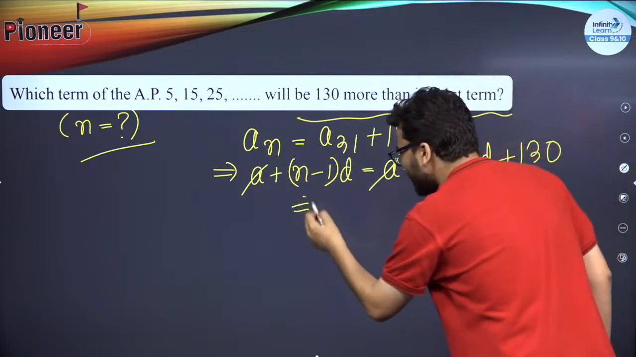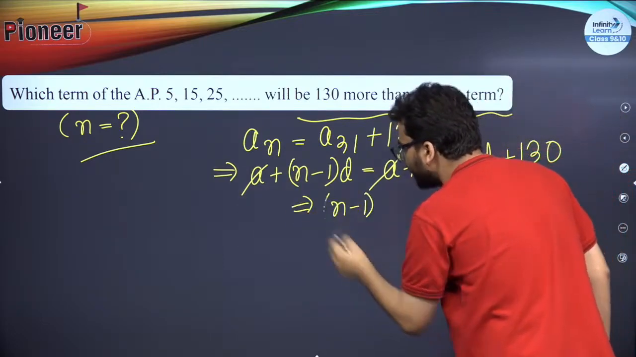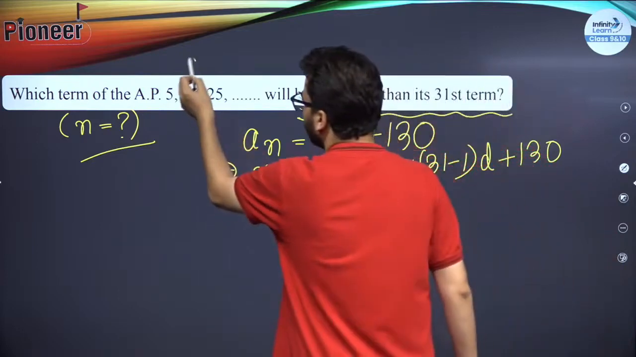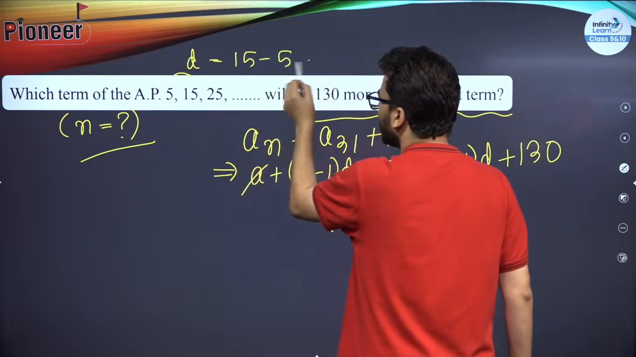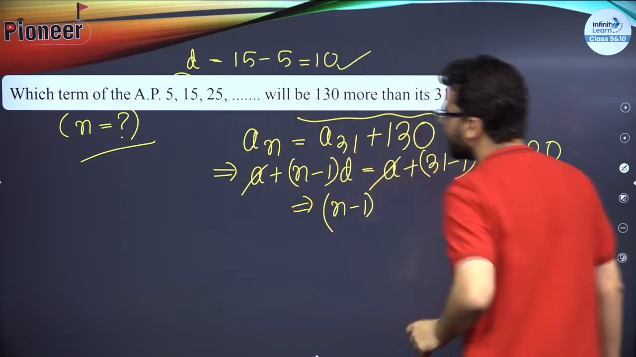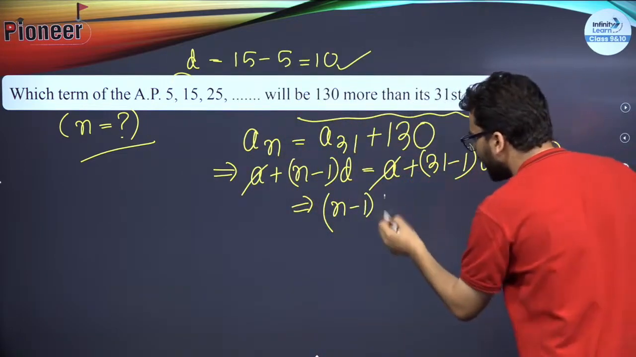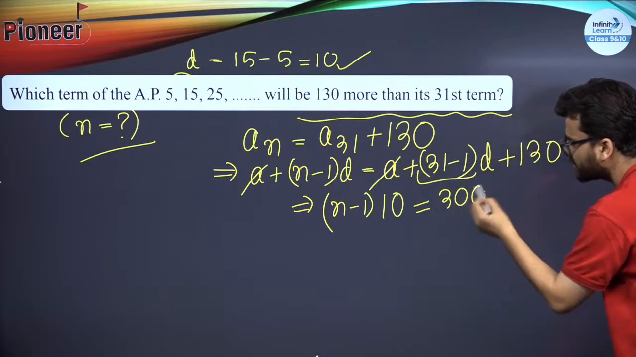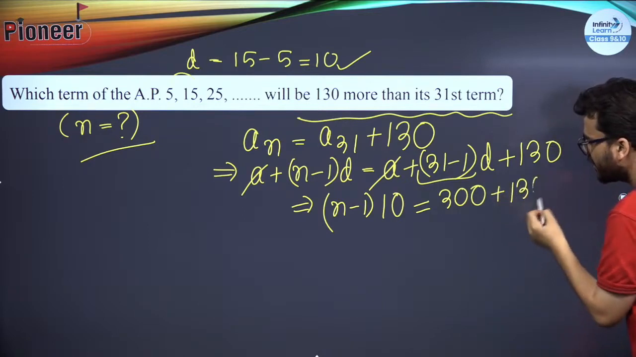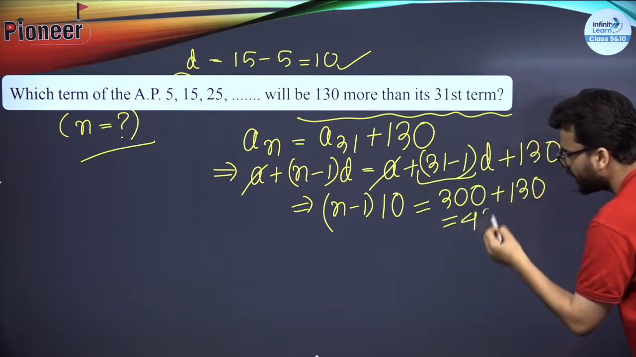So over here, what is d for this AP, guys? Common difference for this AP is what? D is nothing but 15 minus 5, right? So d over here is 10 only. D is 10. So I can put 10 over here and that is equal to, this is 30, guys, 30 into 10, that is 300 plus 130. So this is basically 430 over here.